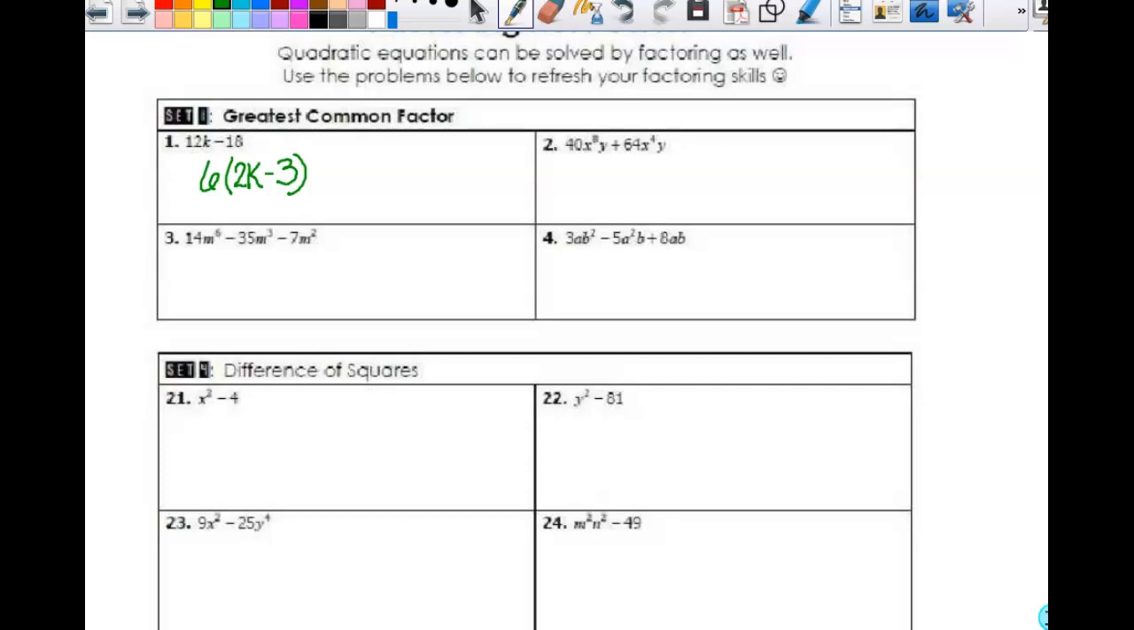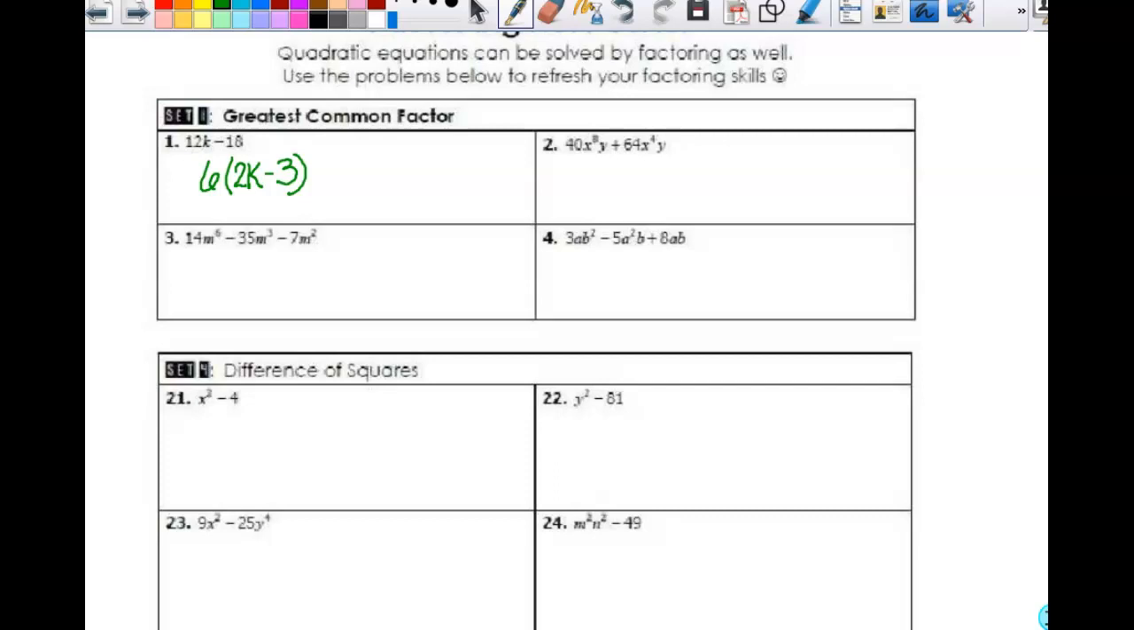So you should be working on number 2. Make sure you take out variables and numbers, not just numbers, if you can. Maybe we should do this one together? Yes? Okay. What's the largest number I can take out?